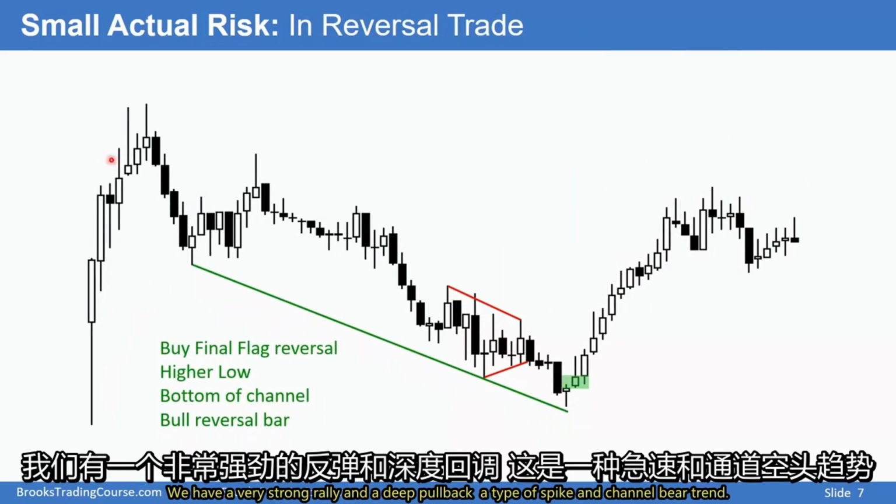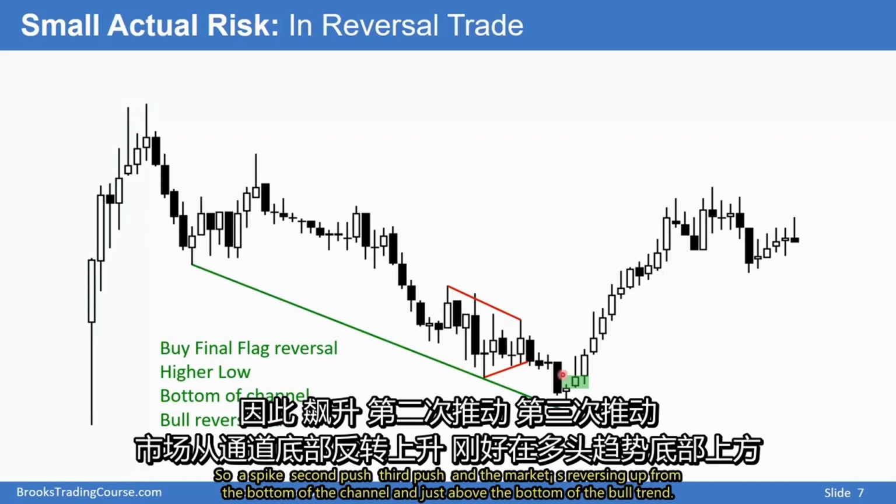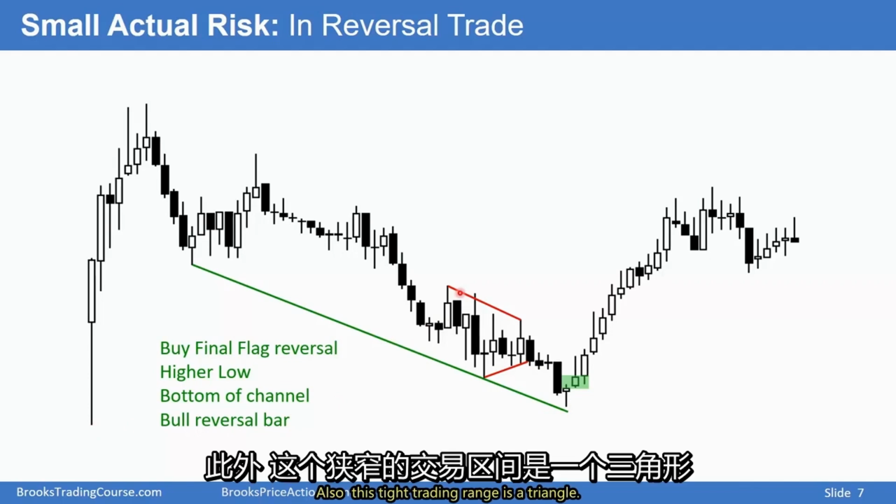We have a very strong rally and a deep pullback, a type of spike and channel bear trend, strong bear breakout, so a spike, second push, third push, and the market's reversing up from the bottom of the channel and just above the bottom of the bull trend. Also, this tight trading range is a triangle.